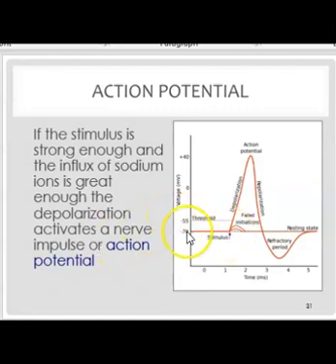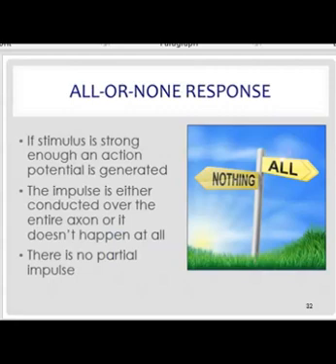Okay, so here was the resting potential. A stimulus is going to cause this depolarization to occur. And as soon as we get to about plus 40 millivolts on the inside, that's going to trigger an action potential. Now, an action potential is this nerve impulse. It is an all or nothing response. So the impulse is either going to be conducted over the entire length of the axon, or it's not going to happen at all.